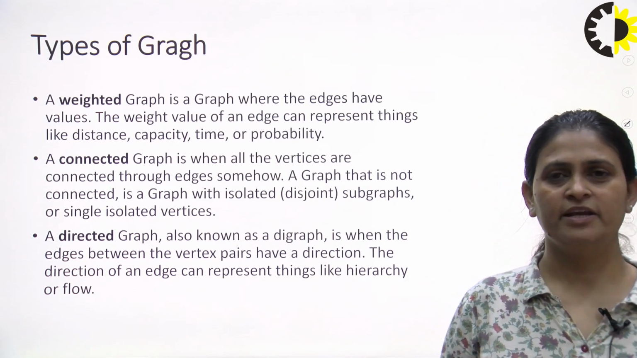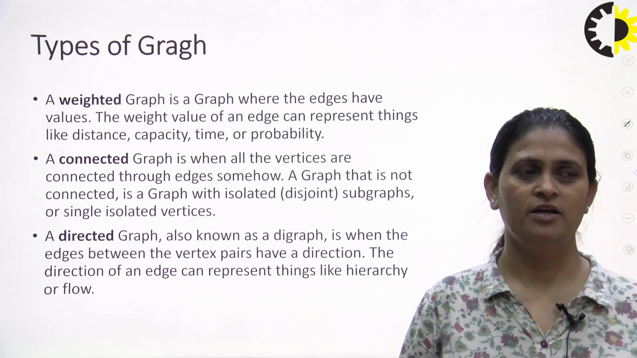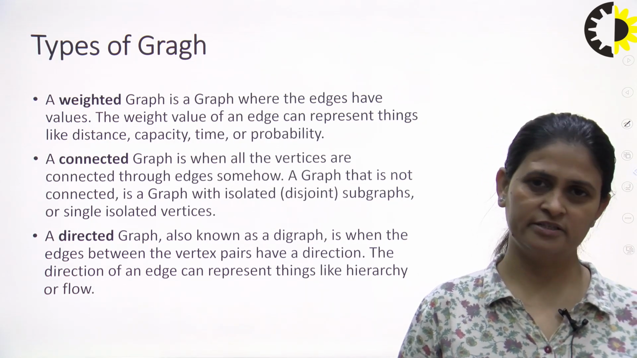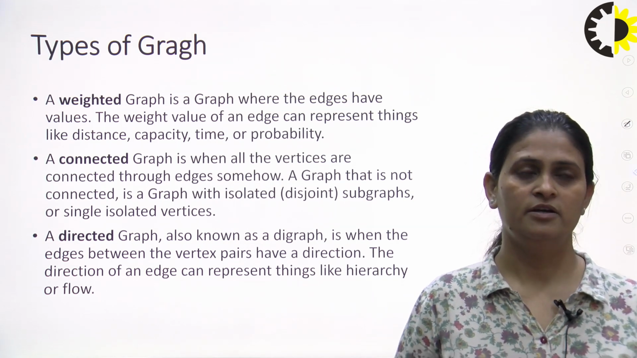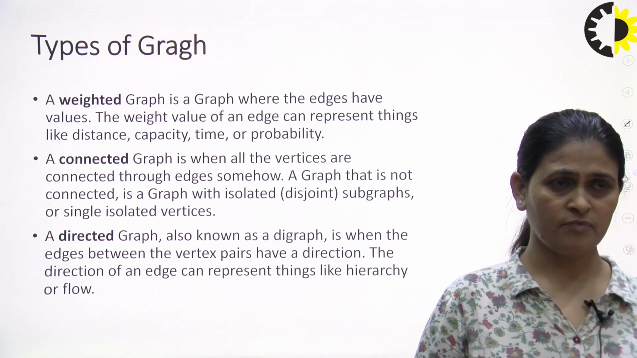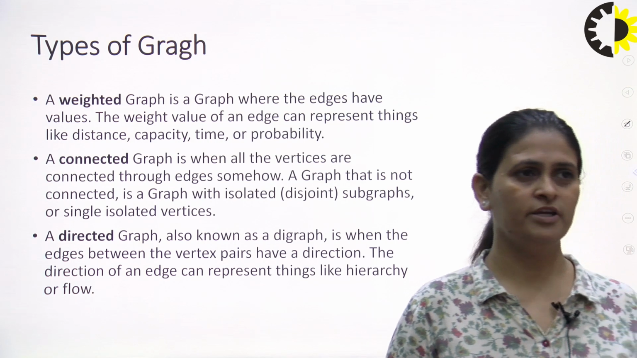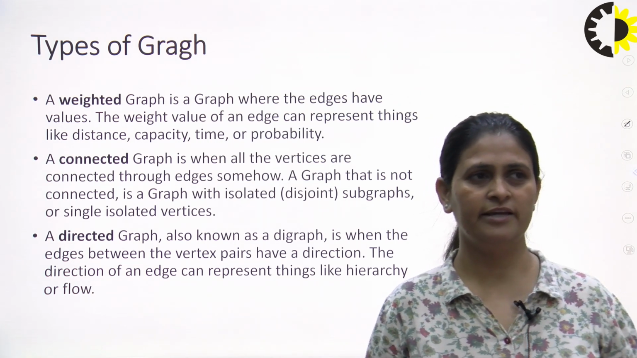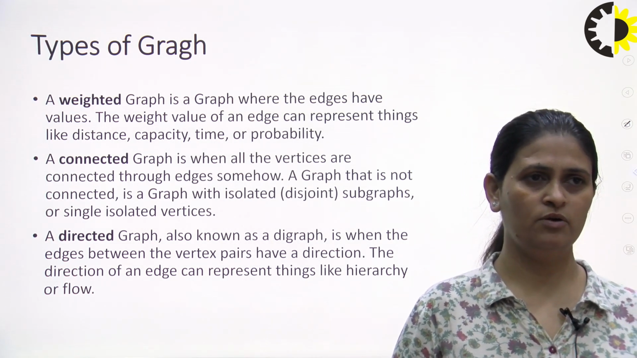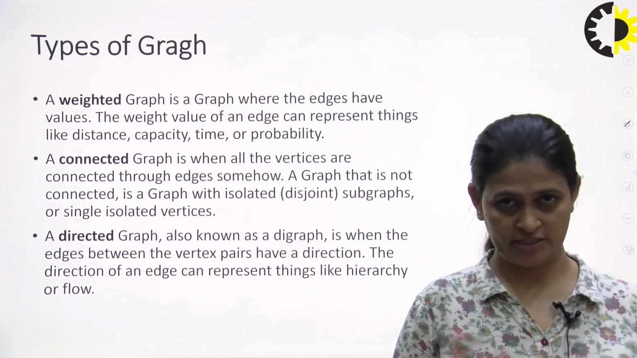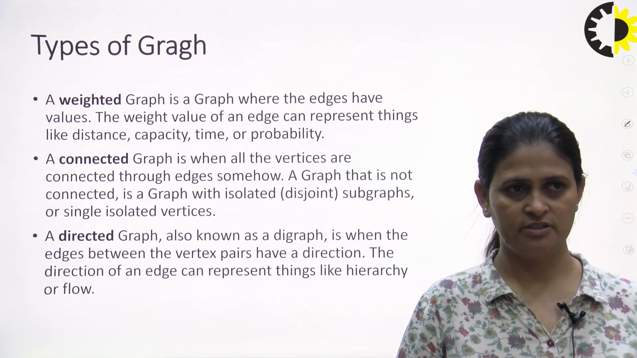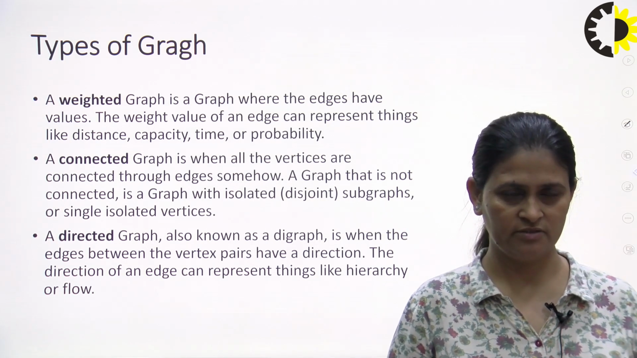Types of graph. There are different types of graph in data structure. The first ones are weighted graph, directed graph, undirected graph, connected graph, cyclic graph, loop, etc. First, weighted graph. A weighted graph is a graph where the edges have values. The weight values of an edge can represent things like distance, capacity, and probability. A connected graph is when all the vertices are connected through the edges. A graph that is not connected is a graph with isolated or disjoint subgraphs or a single isolated vertex.